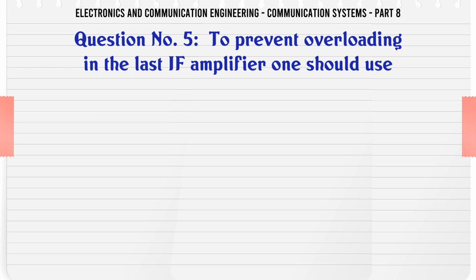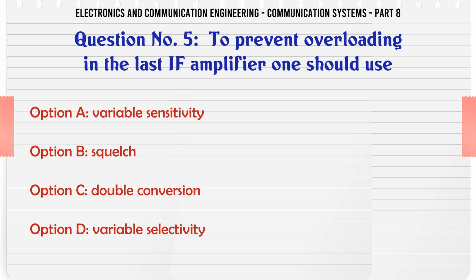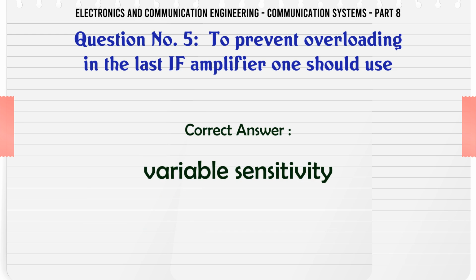To prevent overloading in the last IF amplifier, one should use A. variable sensitivity, B. squelch, C. double conversion, D. variable selectivity. The correct answer is variable sensitivity.